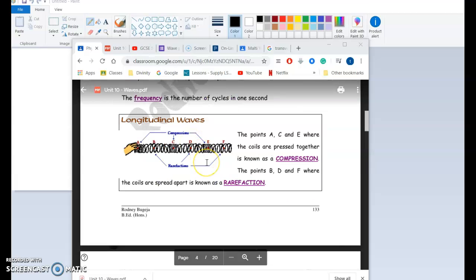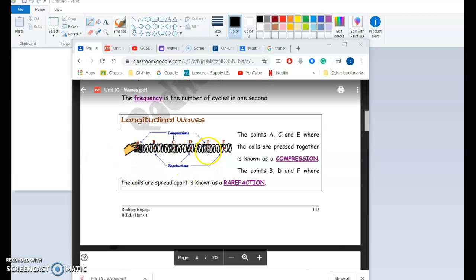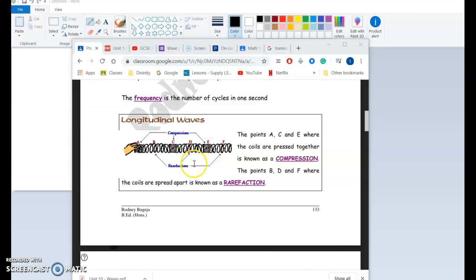Now longitudinal waves, as you can see in the diagram, have compressions and rarefactions. Now what are these? A compression is when the spring is compressed together. And a rarefaction is when the coil is not compressed. They're spread apart, so that is rarefaction.